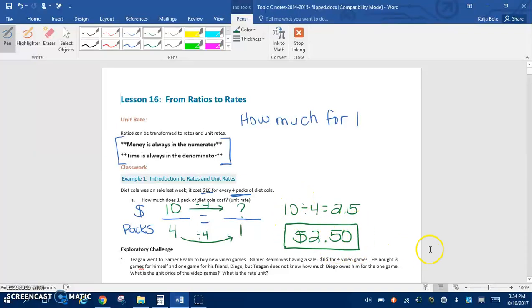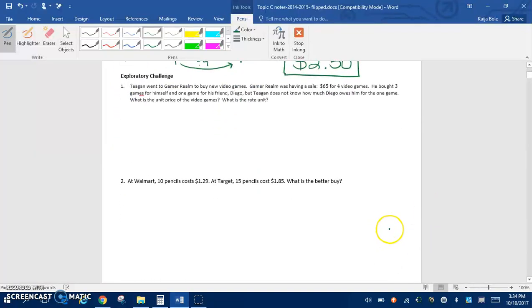Alright. So we're going to keep going here. Number 1 says, Tegan went to Gamer Realm to buy new video games. Gamer Realm was having a sale, $65 for 4 video games. He bought 3 games for himself and 1 game for his friend Diego, but Tegan does not know how much Diego owes him for the 1 game. It's asking what is the unit price of the video games and what is the unit rate.